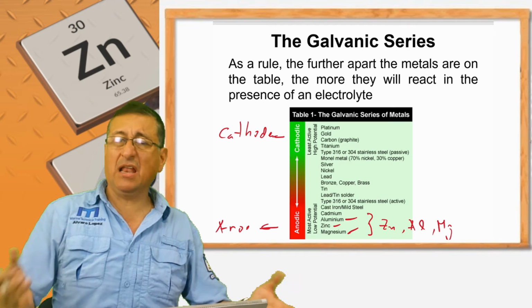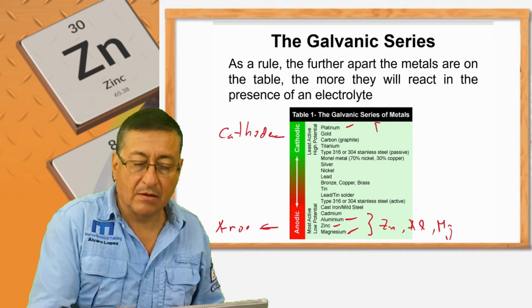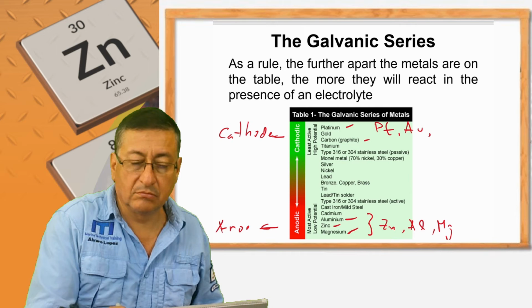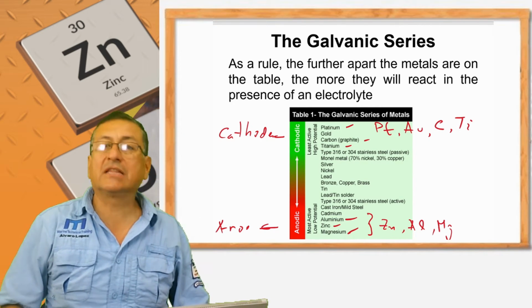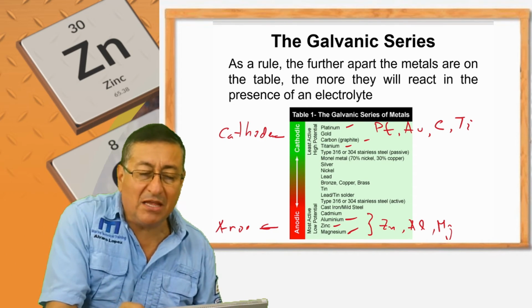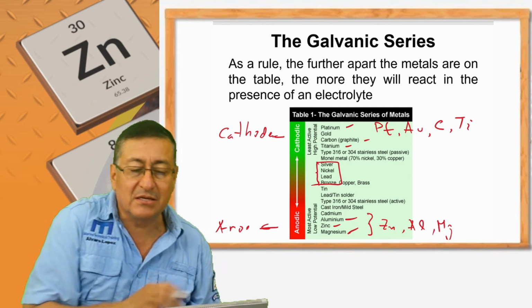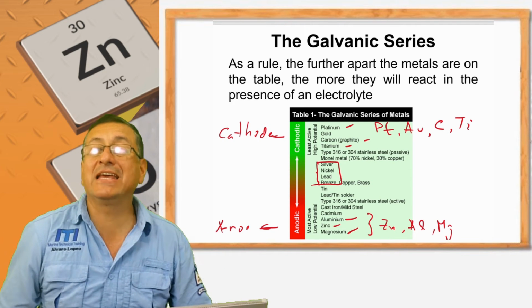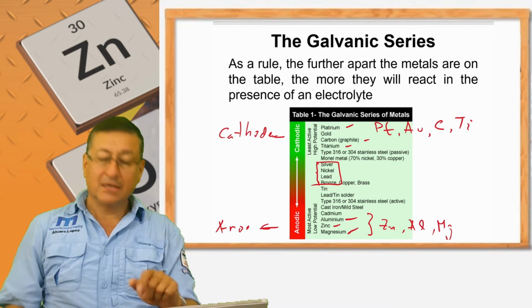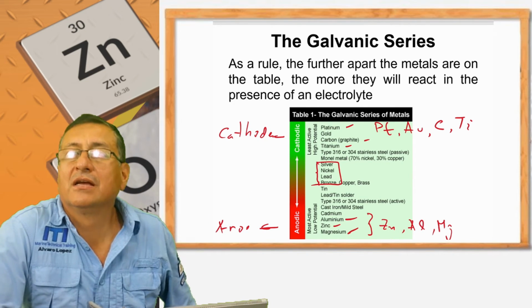But cathodes, elements that absorb electrons: platinum, gold, carbon, titanium, those are good cathodes. Elements in the middle, silver, nickel, lead, those elements are in the middle of the Galvanic Series. This is a good table. Try to memorize those elements.